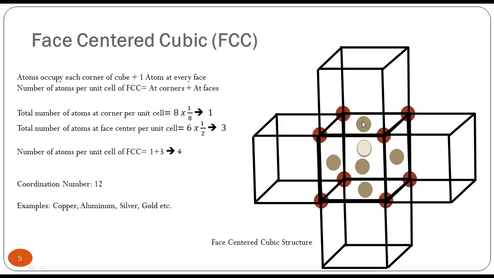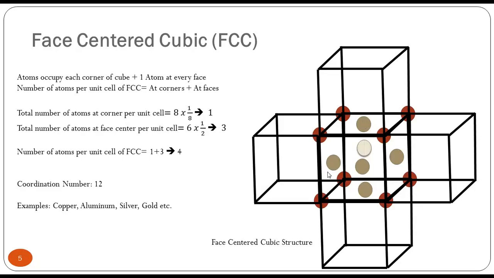Since there's 1 atom present at each face, this atom is contributing to 2 different repeating units. So we'll take half an atom per unit cell from each face. Since there are 6 different faces of a cubic structure, and from each face there would be half an atom, in total we have 3 atoms coming from the faces. So when we count the total number of atoms per unit cell of a face centered cubic, the total would be 4. The coordination number in this case is 12.